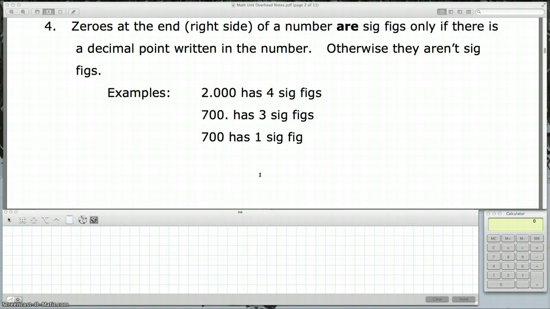Again, these rules can be kind of confusing, but they're important. You want to go over them. And you can combine them too. You can have a number that actually has zeros in front and zeros at the end and use different rules to figure out if they're sig figs or not.